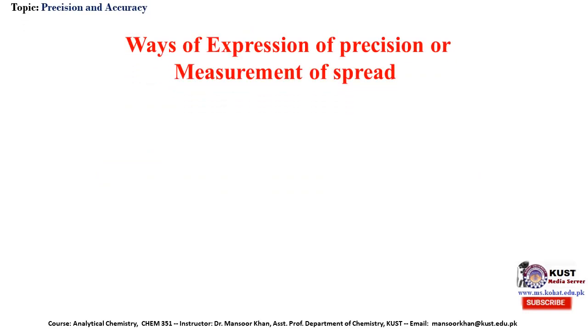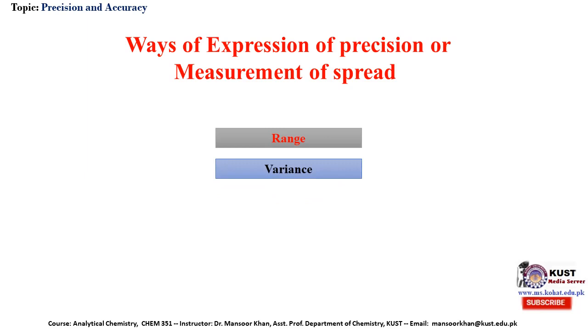The second part of this topic is ways of expression of precision, also called measurement of spread. There are three statistical parameters which are used for measurement of precision or measurement of spread. The first one is range, the second one is variance, and the third one is standard deviation.